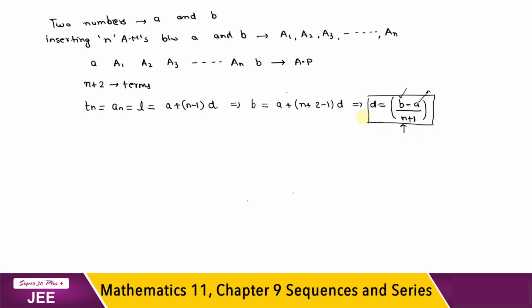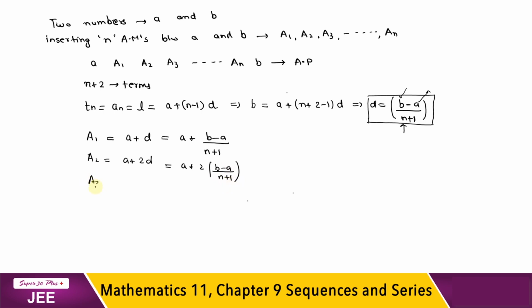So now one can easily calculate A1. A1 is nothing but the second term of the AP, and the second term is given by A plus D. And A plus D becomes A plus (B minus A) divided by n plus 1. If you want, you can take the LCM and simplify further. So A2 is equal to A plus 2D. Why? Because A2 is the third term of this sequence, and the third term is given by A plus 2D. So this is A plus 2 times (B minus A) upon n plus 1.